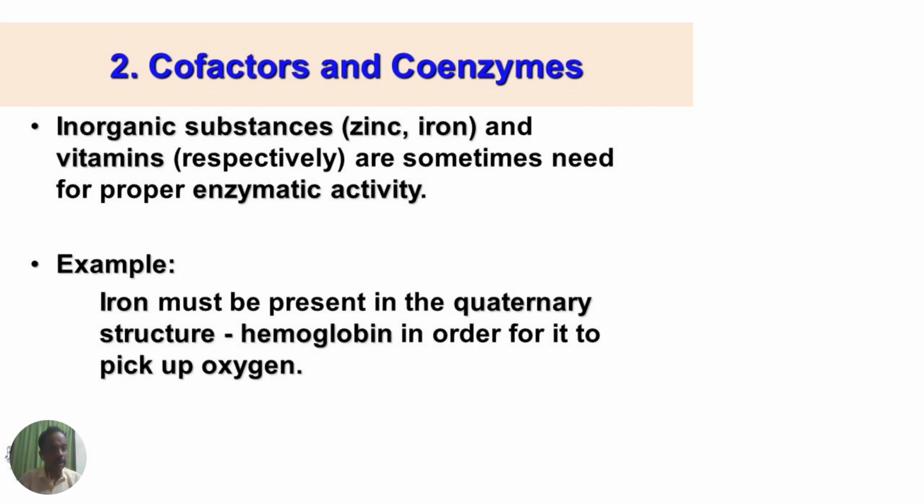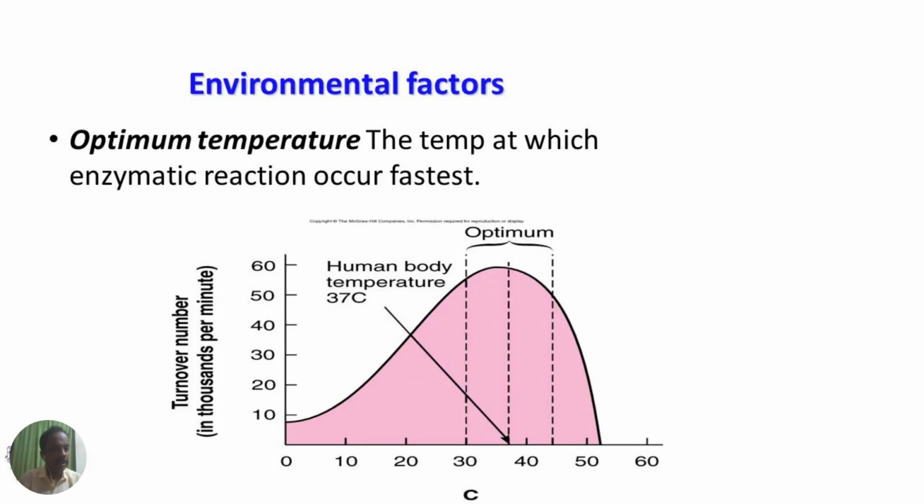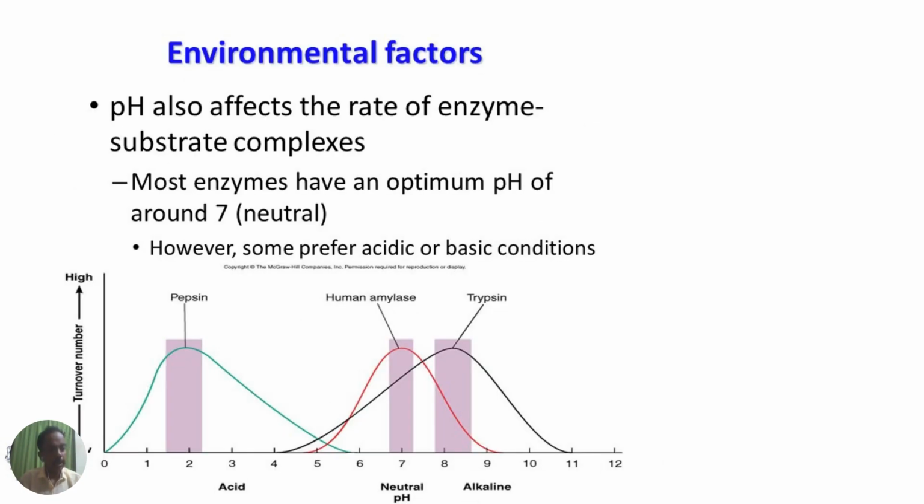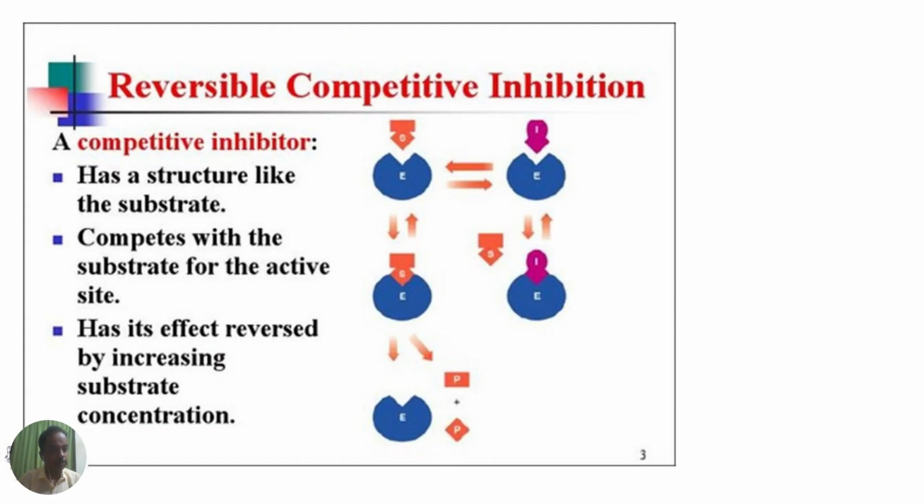For example, the hemoglobin present in the blood is used for picking up oxygen, and the iron must be present in the quaternary structure of the hemoglobin. Therefore, oxygen can be picked up. Environmental factors: optimum temperature is the temperature at which maximum activity or reaction occurs at the fastest level. One more environmental factor, pH, also affects the rate of reaction of the enzyme substrate complex.